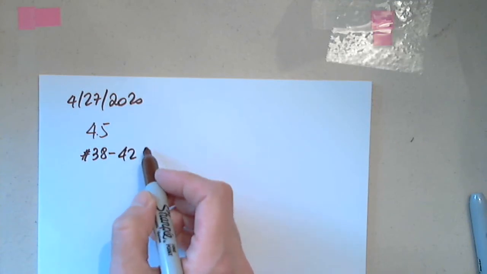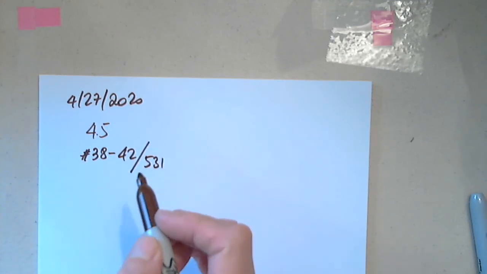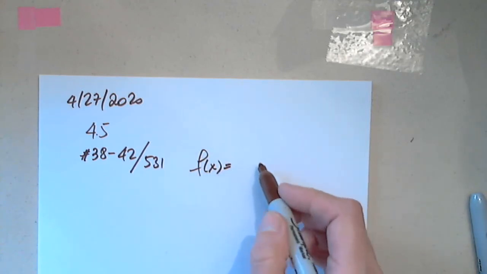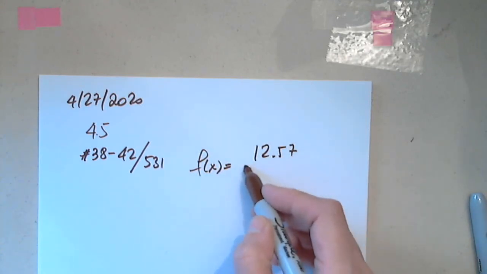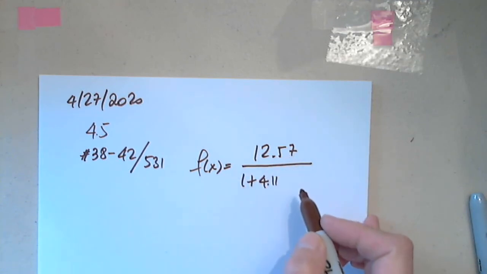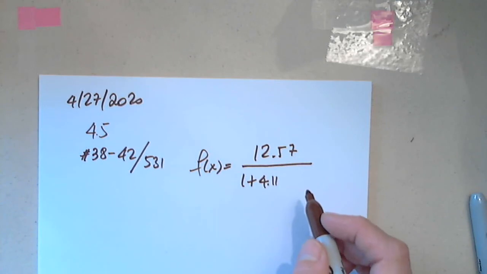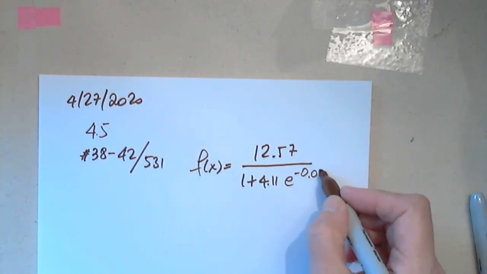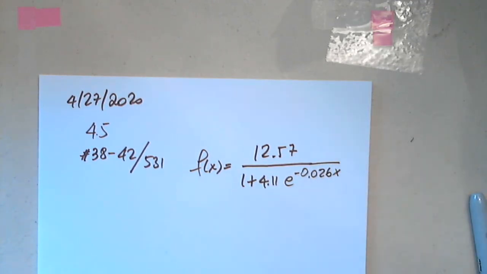Okay, so let's look at problems 38 through 42. And this is on page 531. And we are given a model. I'm going to copy the model and then we'll read the problem. 12.57, everything divided by 1 plus 4.11. If you can't see, stop me anytime, okay? E to negative 0.026 x, of course.